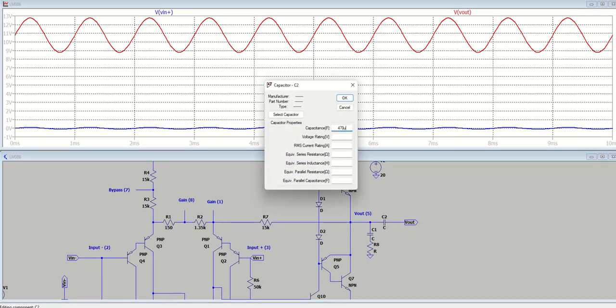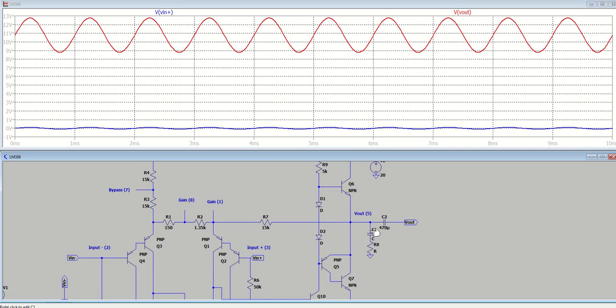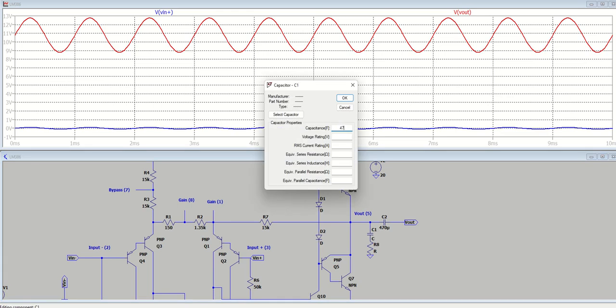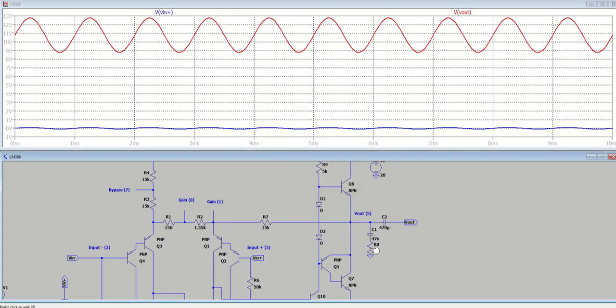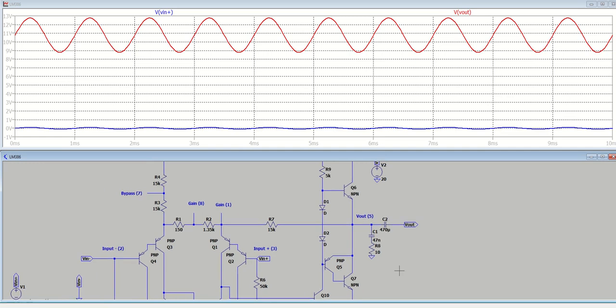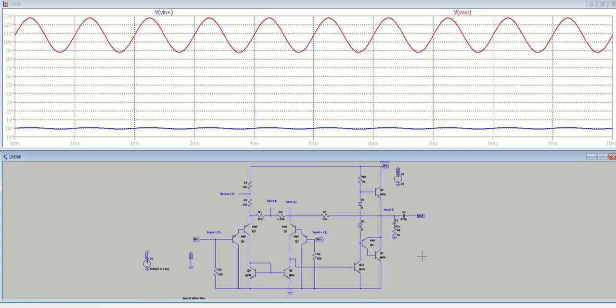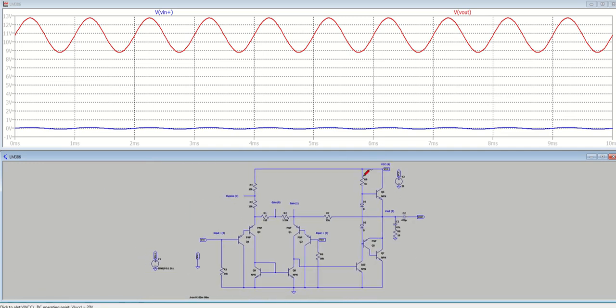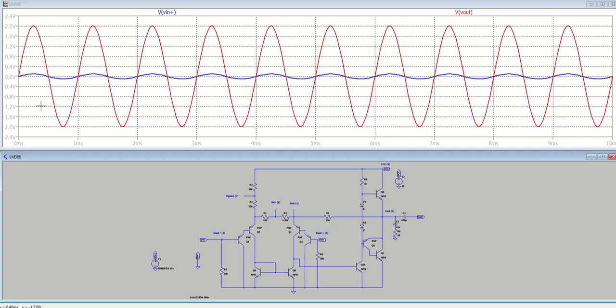So I'm going to make this 470 microfarads, 47 nanofarads, and 10 ohms. And let's do it without a load to see if we get what we want. And you can see I changed the constant current source, and I'm using a 5K resistor. So now we got rid of the offset.